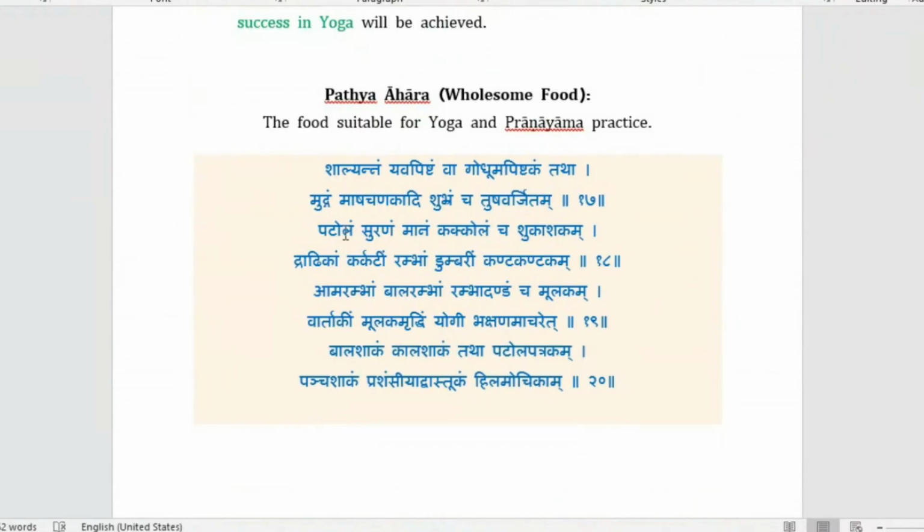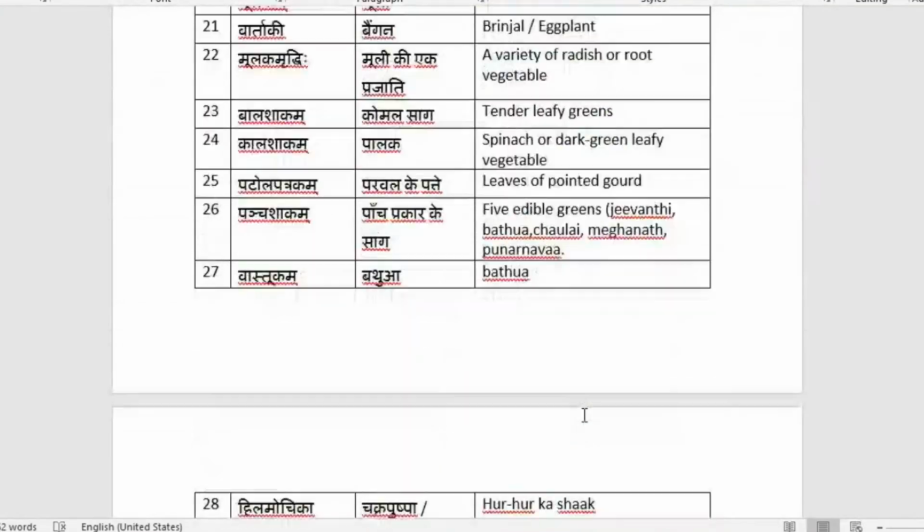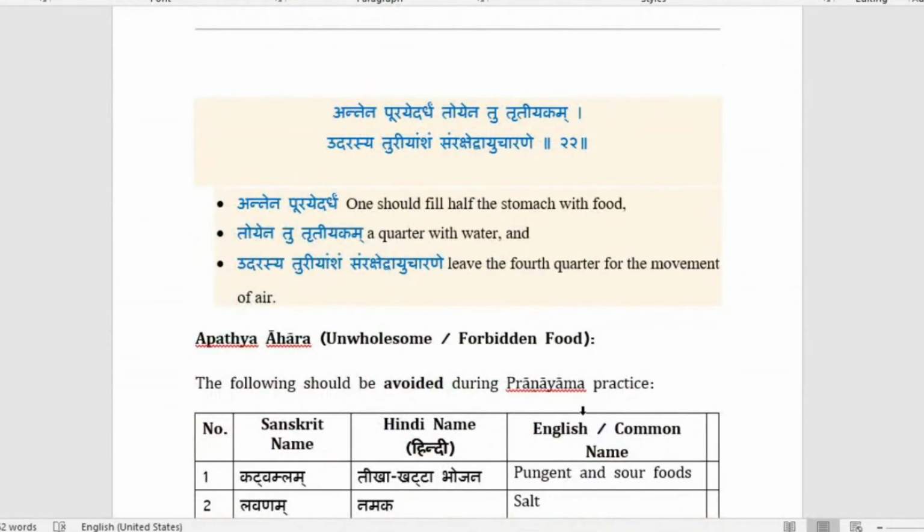Till 20. From 7 to 20, all the vegetables that are pathya, that means good for our body, good for yoga and pranayam, have been mentioned. If possible, learn these shlokas as it is. There are only the words of the vegetables. So if you learn these 4 shlokas, all the 28 names of these vegetables will be done.